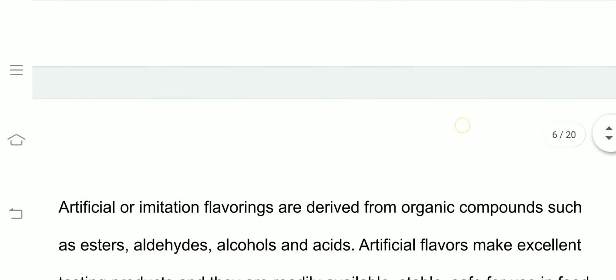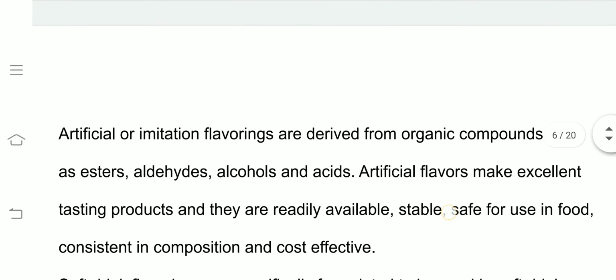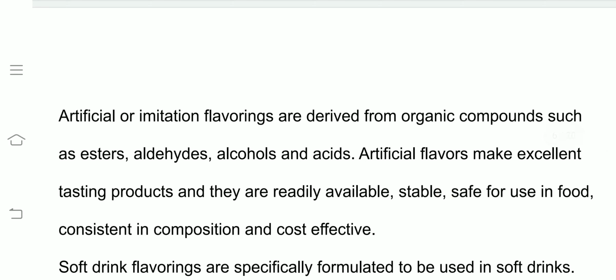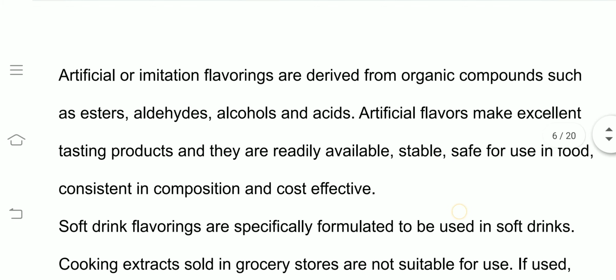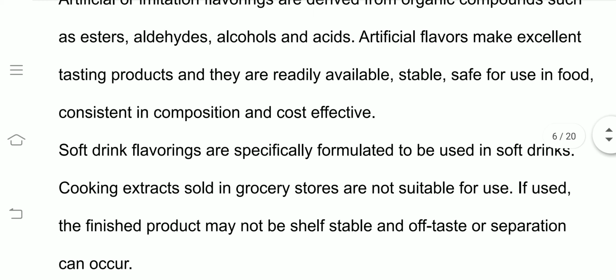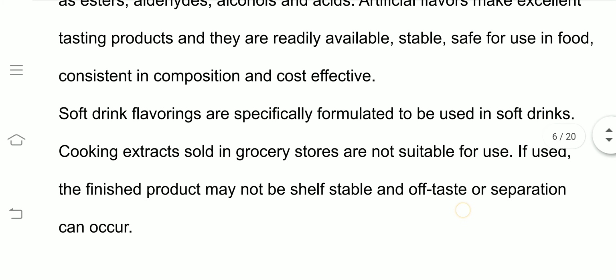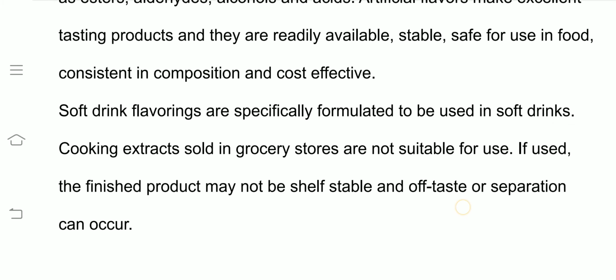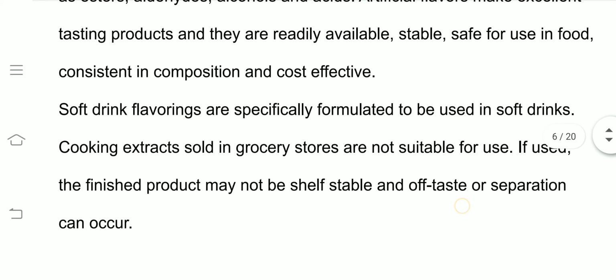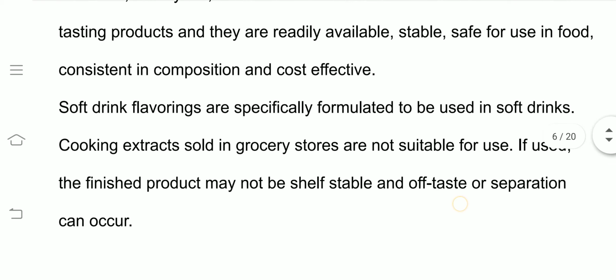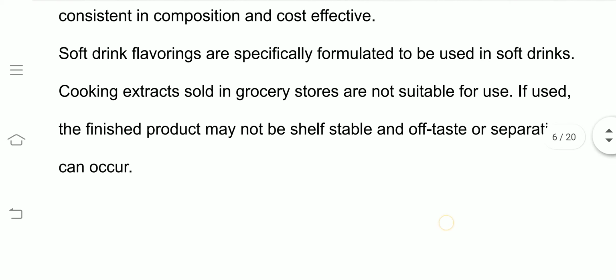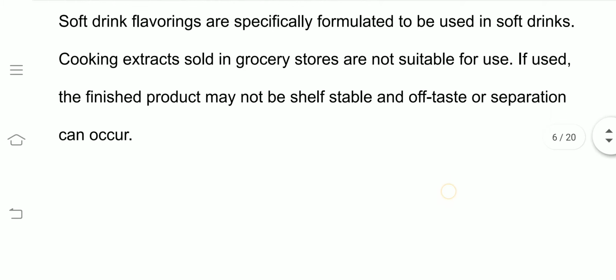So now, these artificial flavors are compounds such as esters, aldehydes, alcohols and acids. Artificial flavors make excellent tasting products and they are easily available, stable, safe for use and consistent in composition, with cost effectiveness as well as the taste. Soft drink flavorings are specifically formulated to be used in the soft drinks.